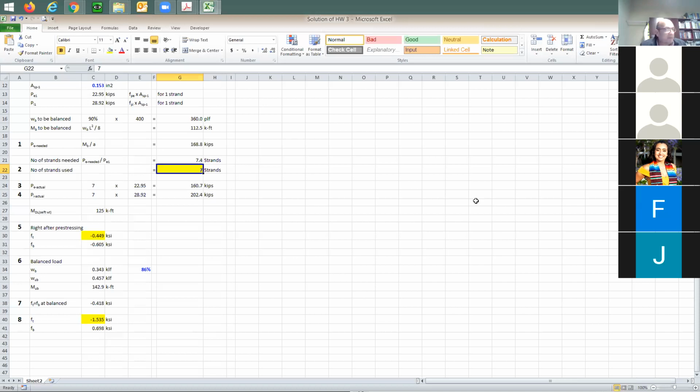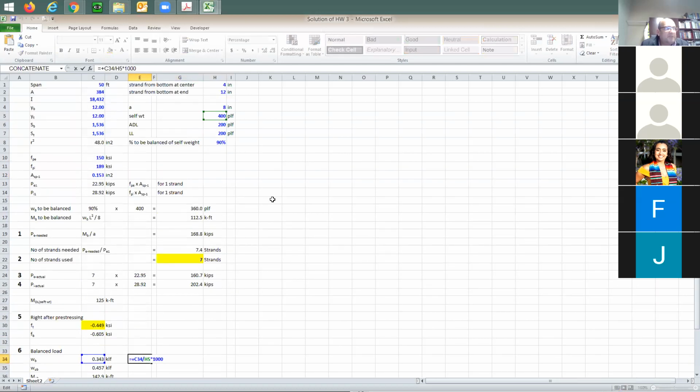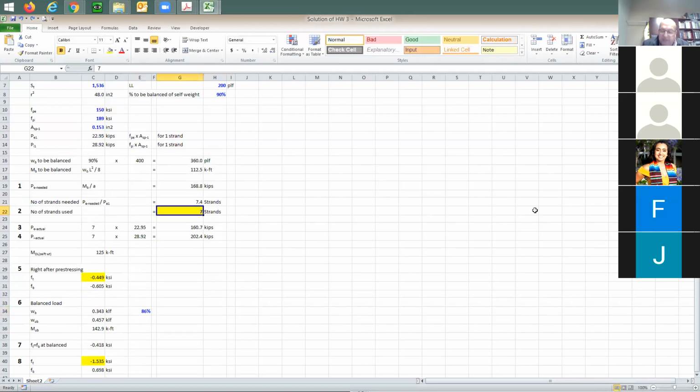So let me try this. I'm going to put here 10. Look at this number here. 449 compression and 1.5 compression at the service. I'm going to make this 10. See what happened? How much balancing load am I doing here as a percentage? The balanced load is 80%, correct? It's going to be 80% of the self weight. Once you put 10 here, are you balancing more load than 90%? Look at what happened, 122.